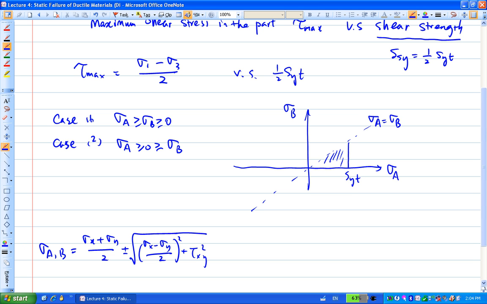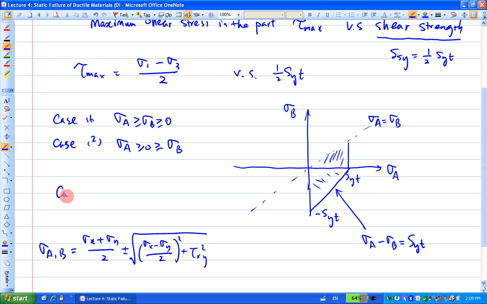Then for the second case, it refers to the triangle over here. This value is negative SYT, and this line is sigma A minus sigma B equal to SYT. So that's the safe region for the second case.